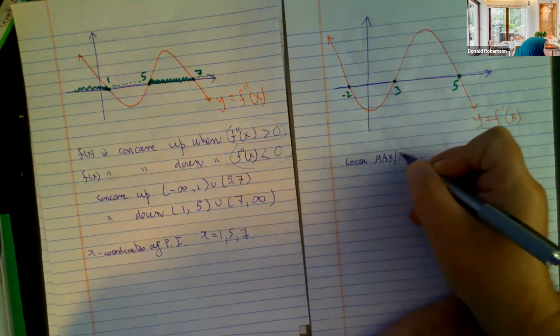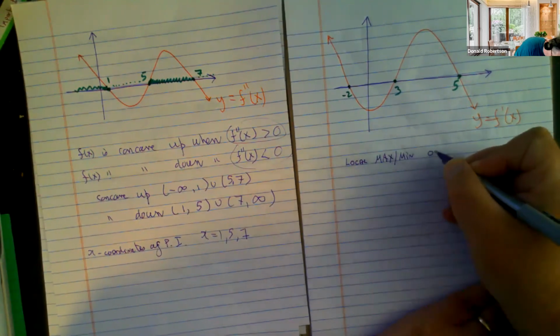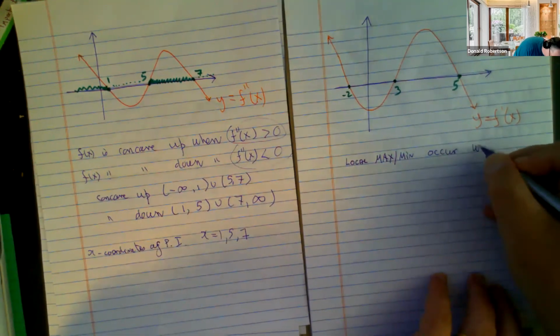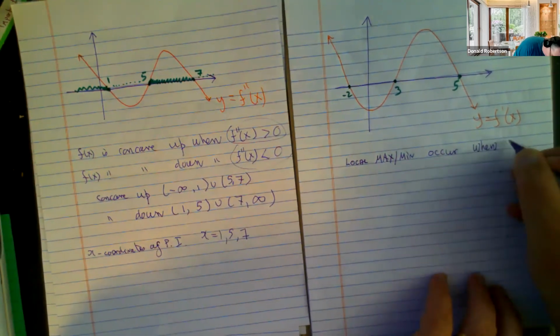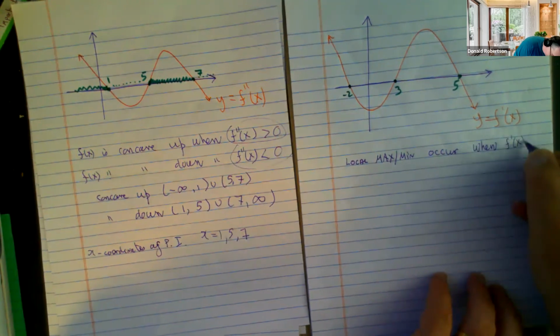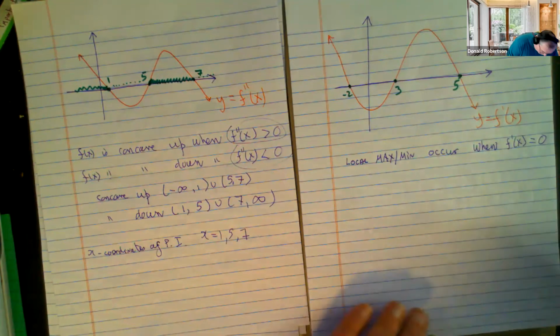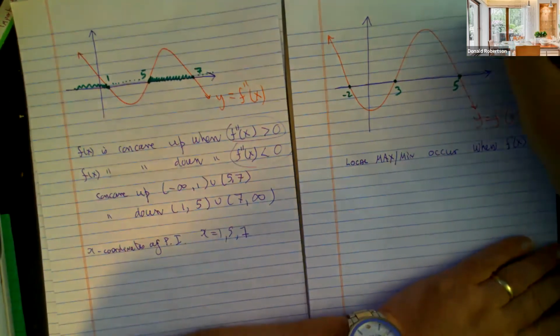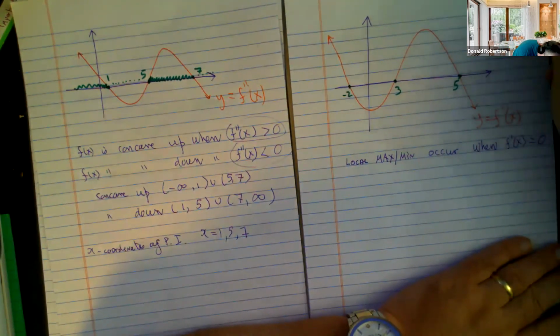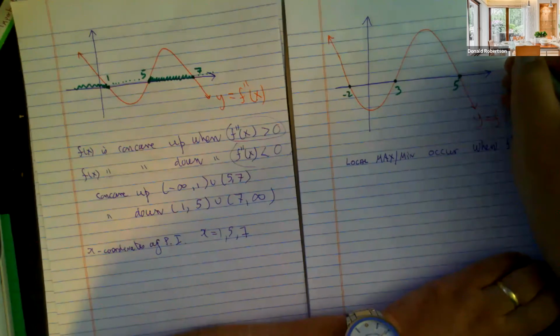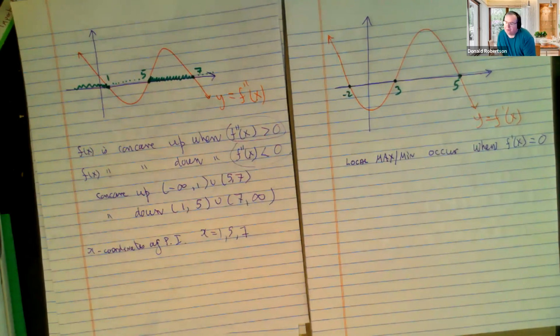So the first thing is, where do you find local maxes and mins? Well, a local maximum or minimum will typically occur when the derivative is 0. Now let's think of why that would happen. If you imagine the normal curve y equals f of x, if you want to know where the local maxes and mins occur, don't they happen when the derivative is 0? Does that make sense?